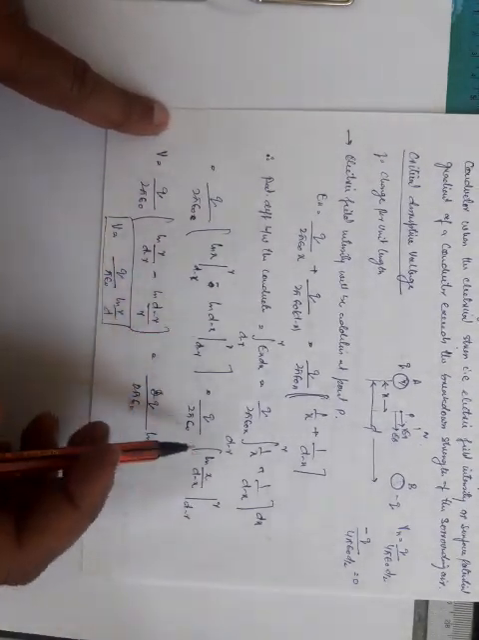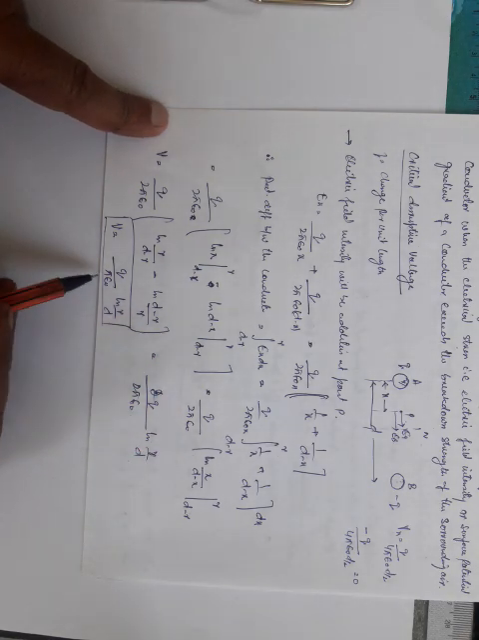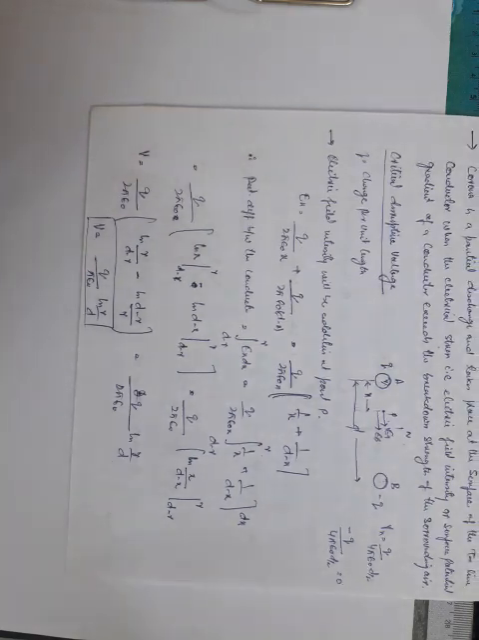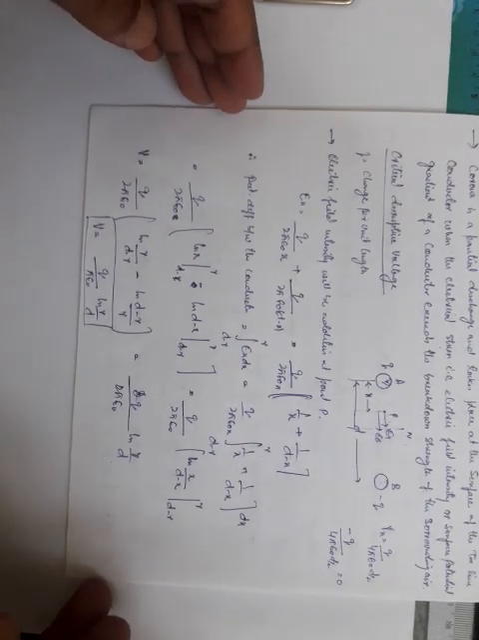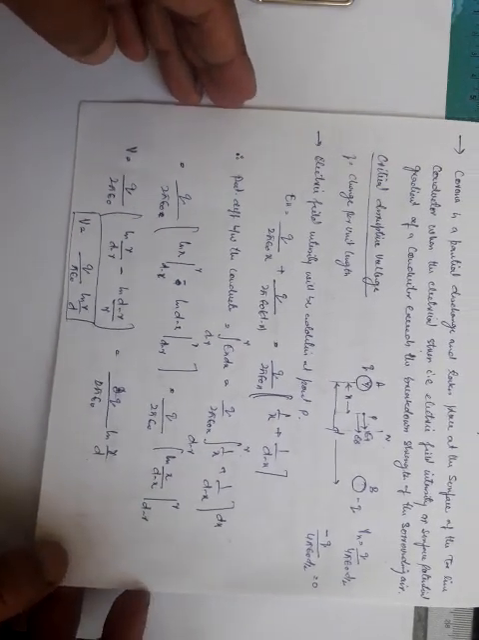You just have to calculate it. It's very simple. The final expression is V equals q by pi epsilon naught ln of d by r. This is the derivation for the voltage between these two conductors.